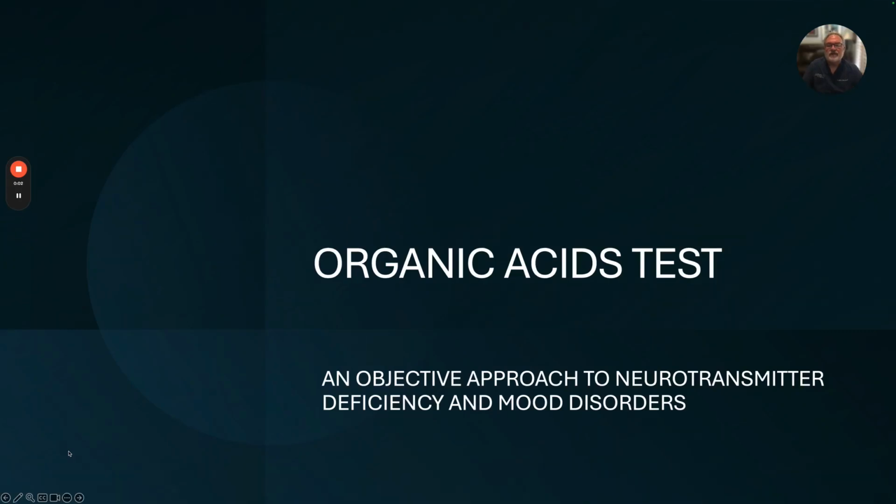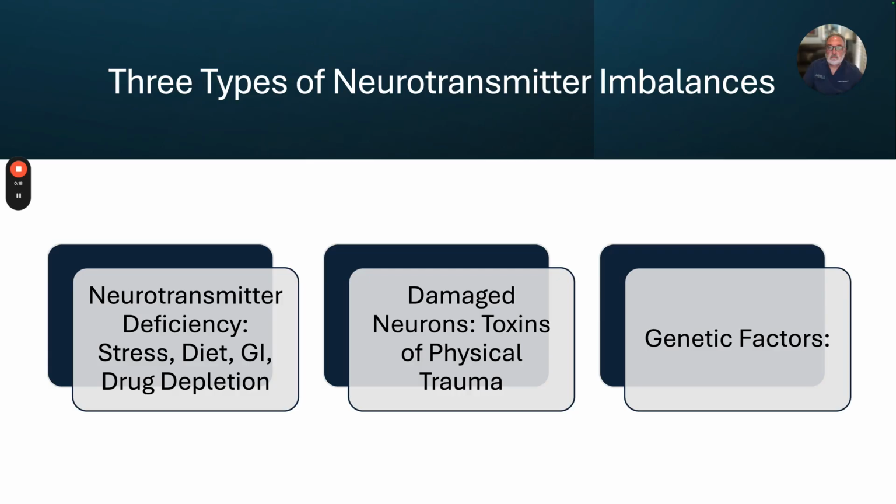My name is Dr. Michael Veselak, and today we're going to talk about the organic acids test and why this test has become my favorite test that I use to try to find objective evidence for neurotransmitter deficiency and in helping us navigate mood disorders.